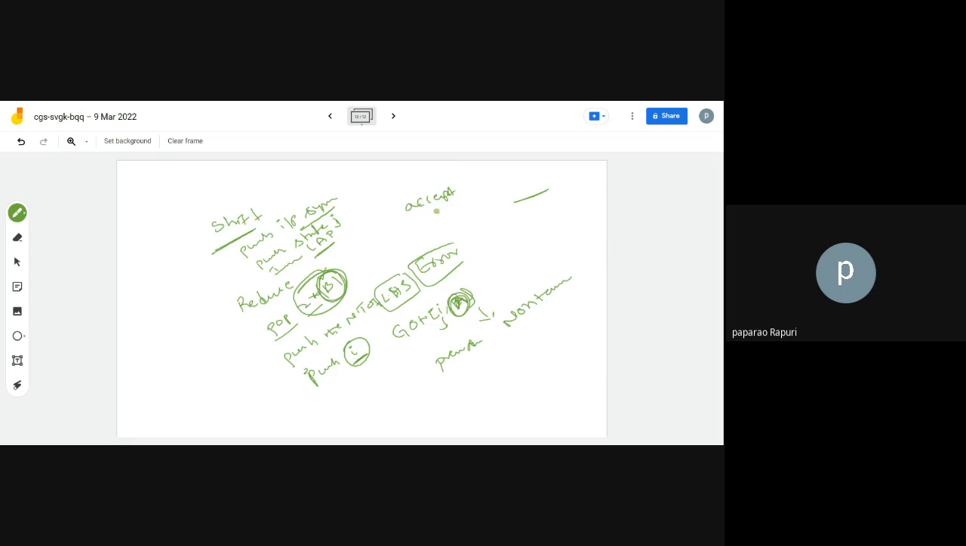Suppose the total string has been read, that means the input pointer, the look ahead pointer, is at the dollar, and we are at the start symbol, then we can say that is accept. Other than these three cases, everything is an error.